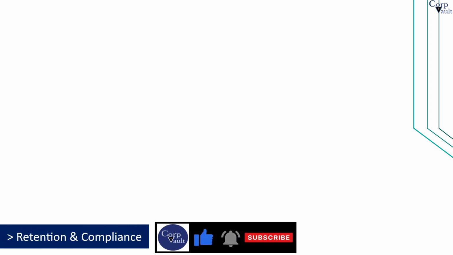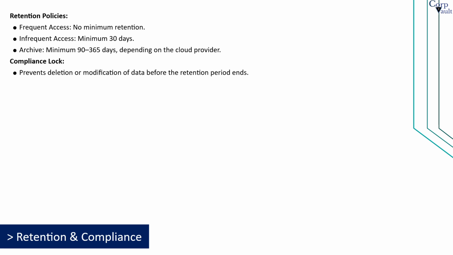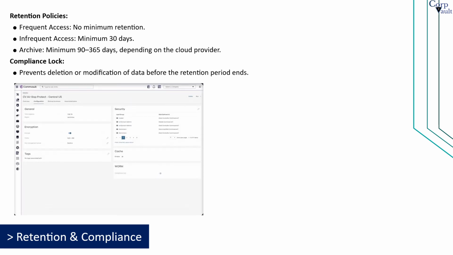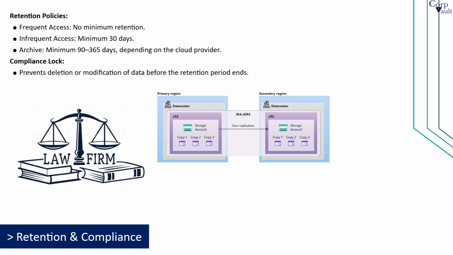Retention and compliance. This is where most admins make mistakes. Retention is not just storage, it's legal protection. Depending upon how soon the data is accessed, like frequent, infrequent, or rarely accessed, you can define the retention tiers. For compliance, you can use compliance lock, so backed up data cannot be deleted, not even by admin. An example would be, a legal firm uses AGP with a 7-year retention policy for client records. Compliance lock ensures these records cannot be deleted, not even by administrators.